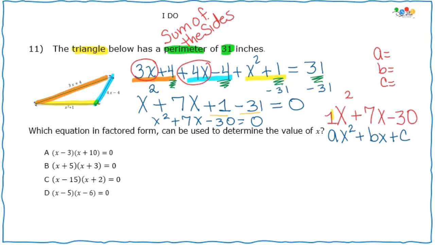So A is who? A is 1. Very good, right? So let's write down my 1 right here. How about B?